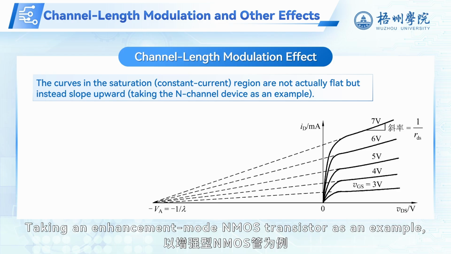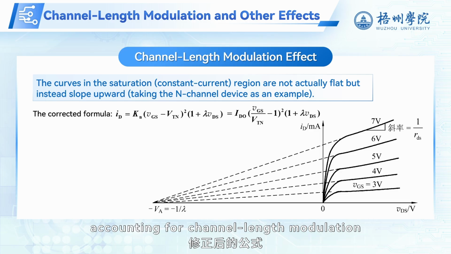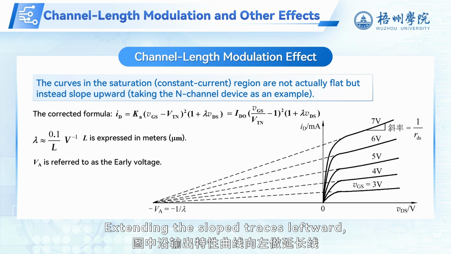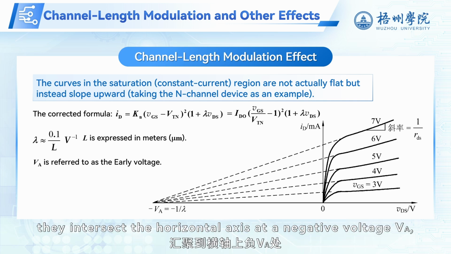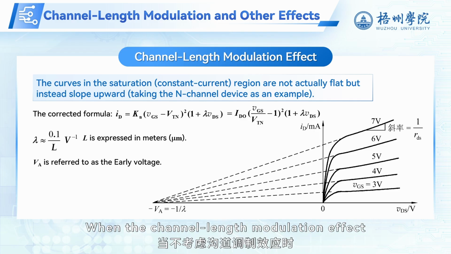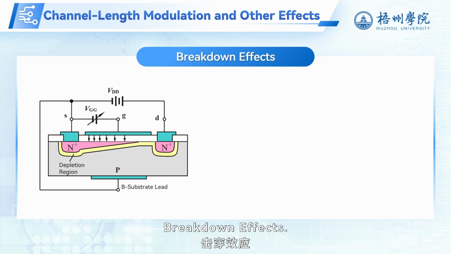Taking an enhancement mode NMOS transistor as an example, the corrected formula accounting for channel length modulation is presented in the figure. Extending the slope traces leftward, they intersect the horizontal axis at a negative voltage V_A, called the Early voltage, equal to -1/lambda. When the channel length modulation effect is ignored, lambda equals 0. The curves are flat.